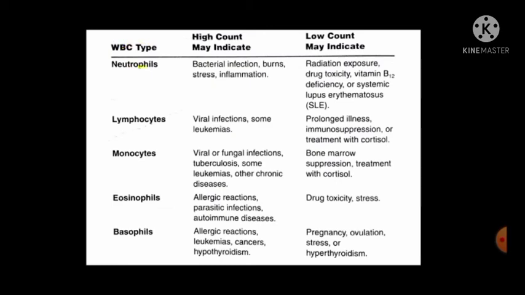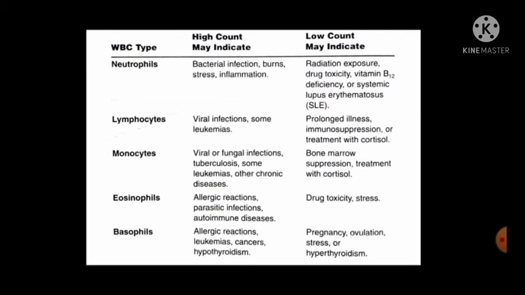Now the WBC count. Their high count may indicate certain conditions and their low count may indicate others. We can see them one by one. Neutrophils: a high count indicates a bacterial infection, burn, stress or inflammation. Any inflammation causes neutrophils to increase. A low count may indicate radiation exposure, drug toxicity, vitamin B12 deficiency, or systemic lupus erythematosus, SLE. All these conditions lower the count of neutrophils.